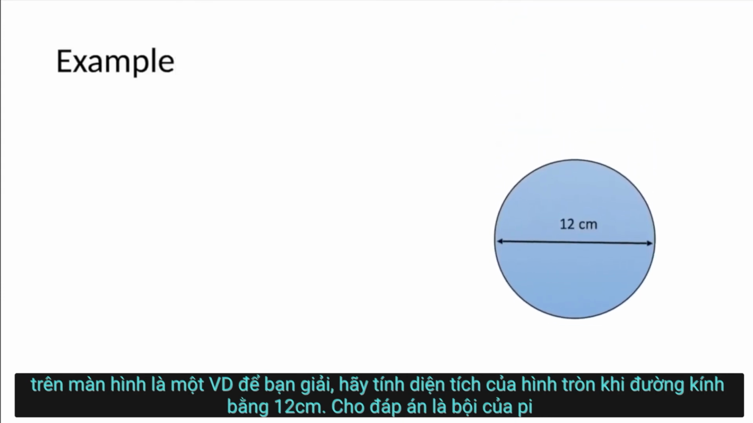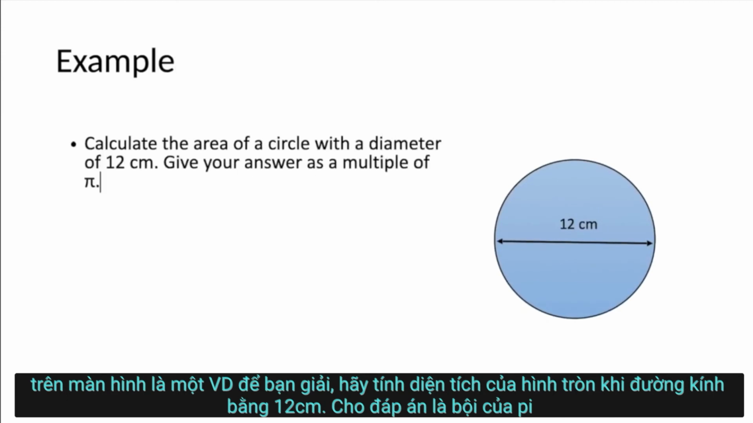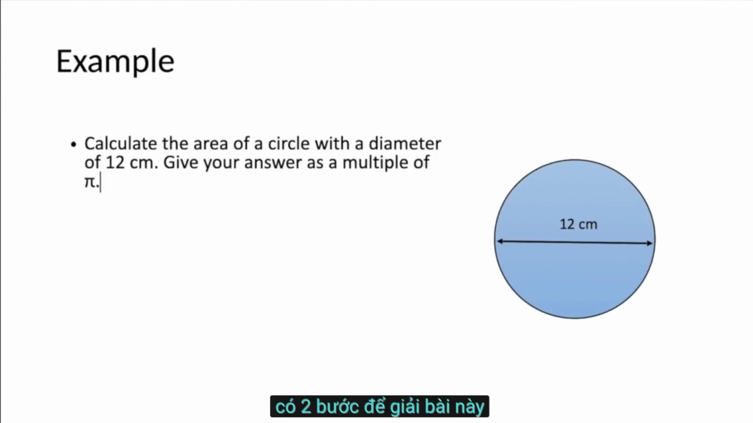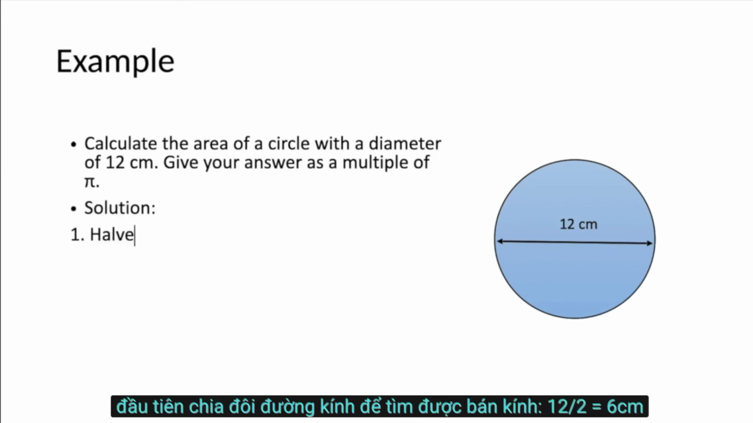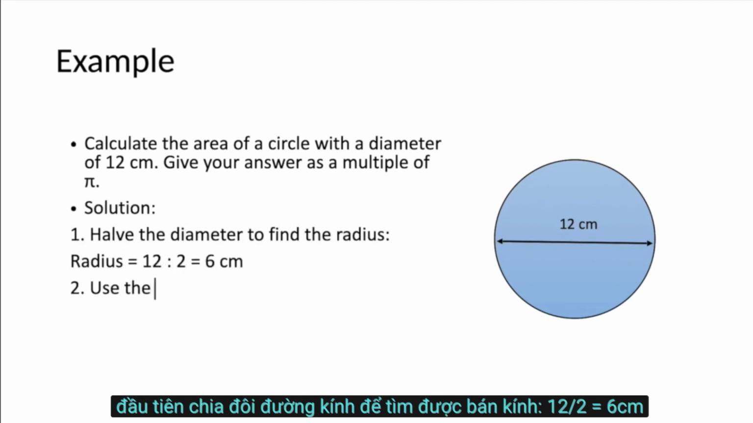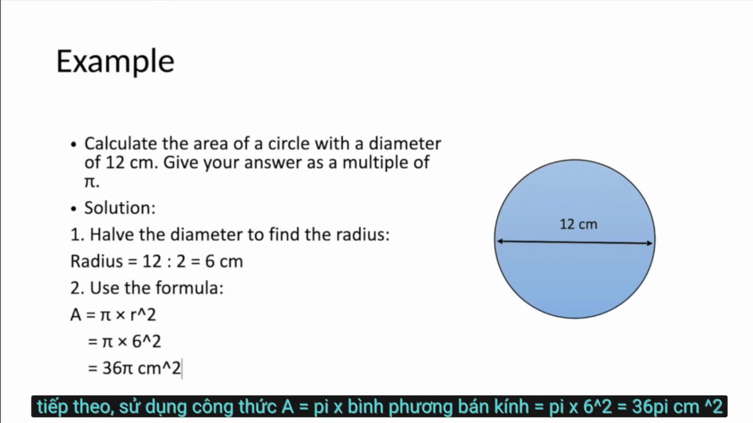Calculate the area of a circle with a diameter of 12 cm and give your answer as a multiple of pi. There are just 2 steps to solve this problem. First, you divide the diameter by 2 to get the radius, which is 12 divided by 2, and you will get 6 cm. Next, you use the formula area equals pi multiplied by the radius squared, which is pi multiplied by 6 squared, and the final result will be 36 pi centimeters squared.